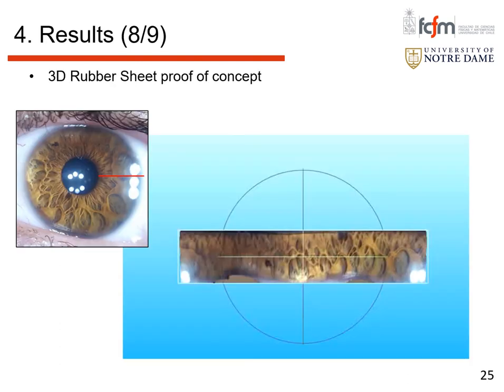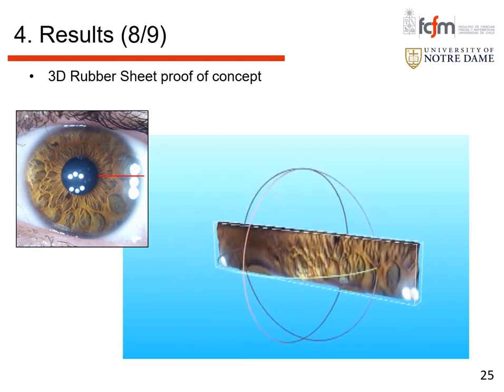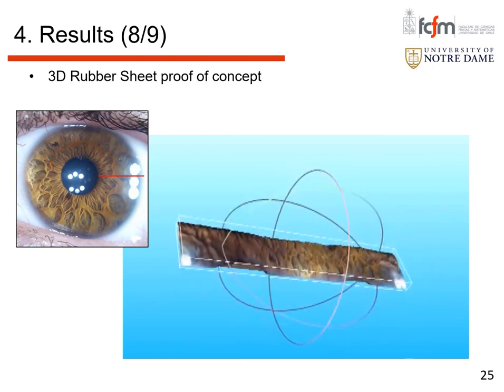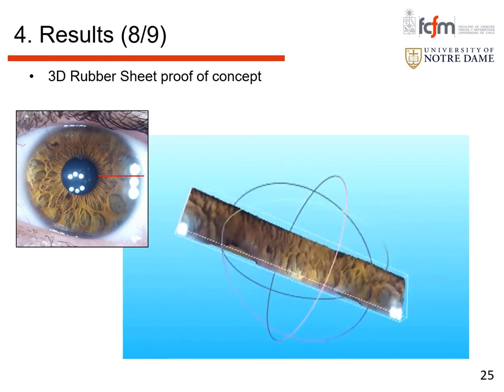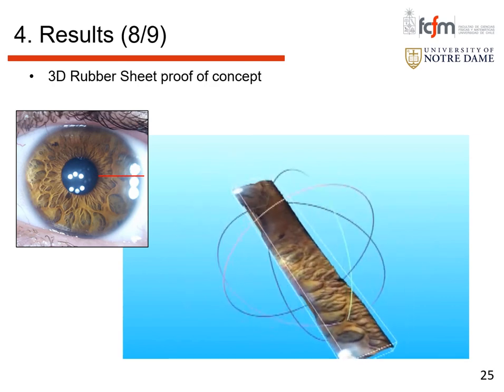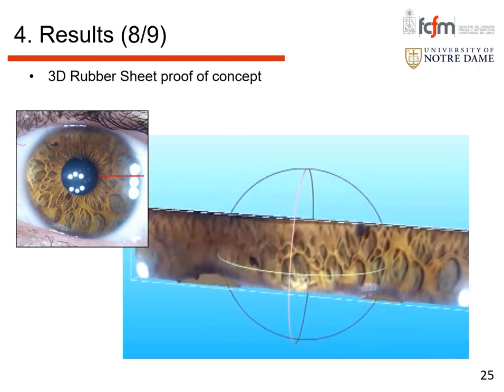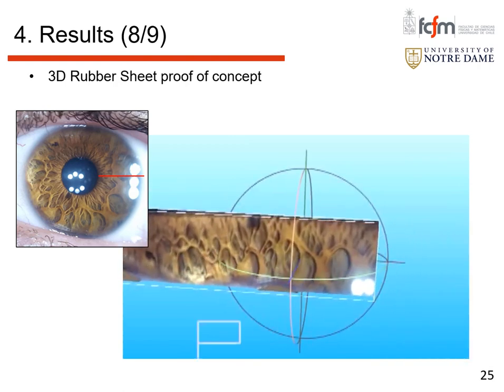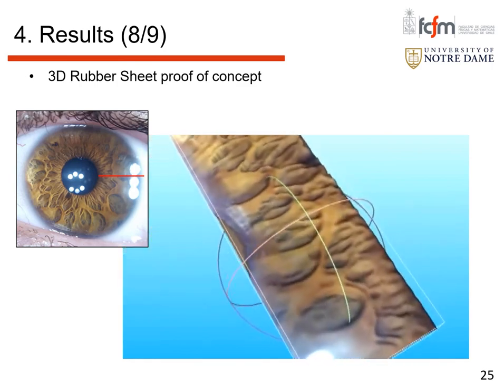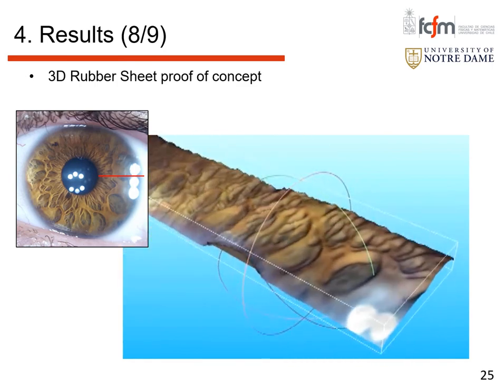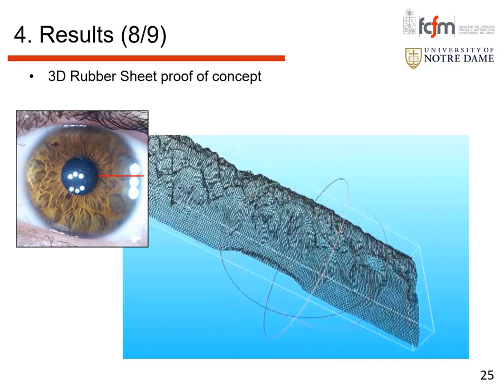Finally, we propose a 3D rubber sheet model as a proof of concept. Just like its 2D counterpart, it unwraps the annular region of the iris into a rectangle that is easier to compare. However, the 3D rubber sheet has additional depth information available for the analysis. The 3D rubber sheet also helps to illustrate the amount of texture and the amount of information that can be extracted from a human iris using the proposed methodology. That is why we expect the 3D models to increase iris recognition performance.